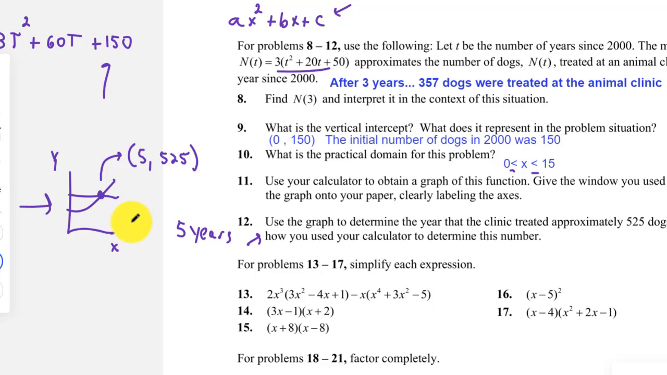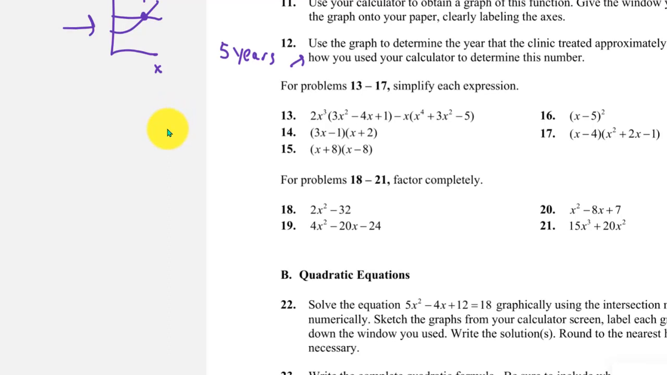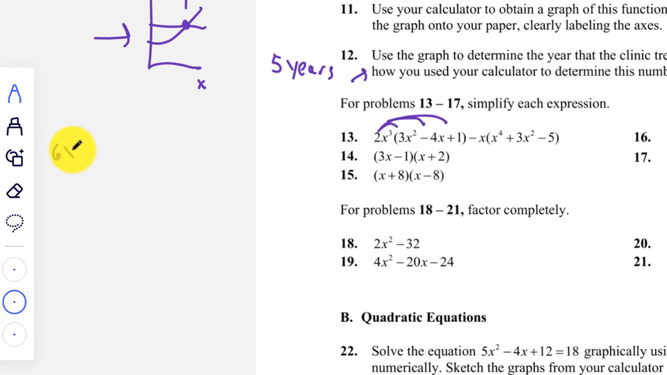Okay. Let's take a look at problems 13 to 17. It says simplify each expression. Okay, so let's try and do that. For 13, I want to distribute to get rid of the parentheses. So we have 6x to the 5th minus 8x to the 4th plus 2x cubed. Right, that's this first part.